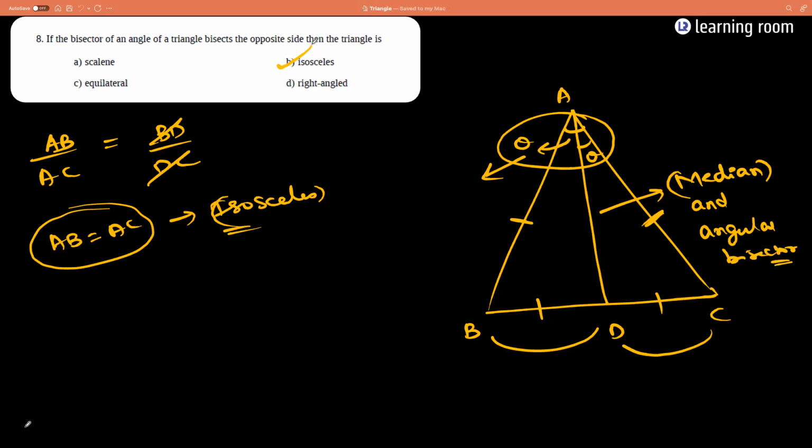Yes, sir, they can be equal. That is a particular case. That is what I'm trying to say. But AB is equal to AC is assured, because that is what we are proving. I don't know any information about the relation between AB, AC, and BC. They didn't mention anything in the question. So which option should I choose? B, sir. Isosceles. Are you able to understand what I'm trying to say? Yes, sir.